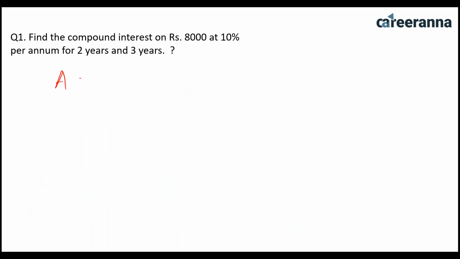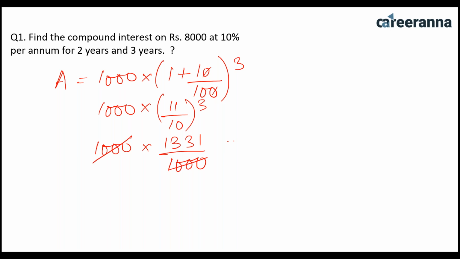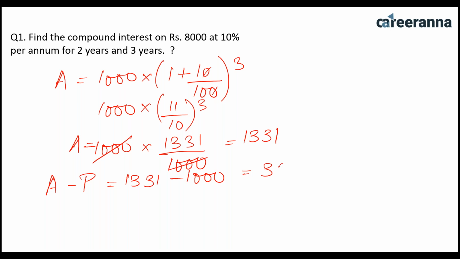Let's take this value. A is equal to 1000 into (1 plus 10 upon 100) to the power 3. This will be 1000 into (11 upon 10) to the power 3. This will be 1000 into 1331 upon 1000. This 1000 will cancel. My amount will become 1331. This is my A value. What was my principal? 1000 rupee. A minus P is equal to 1331 minus 1000. This will be 331.